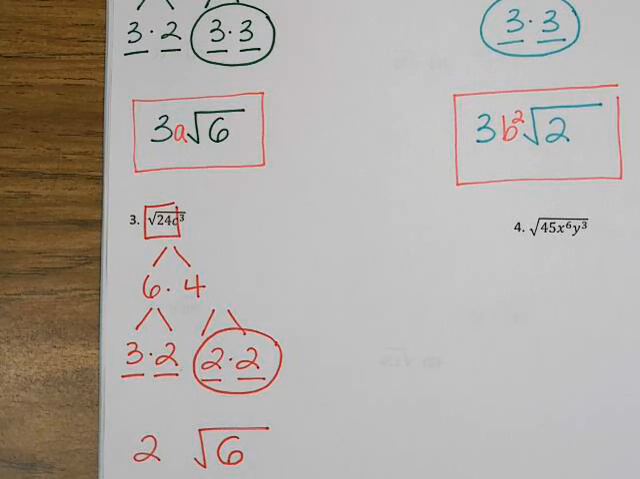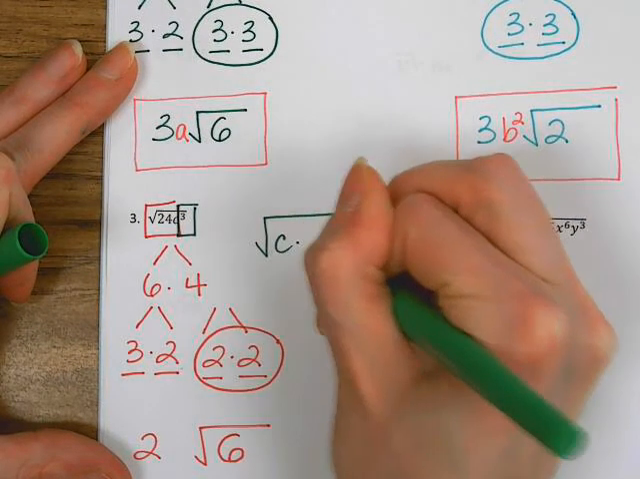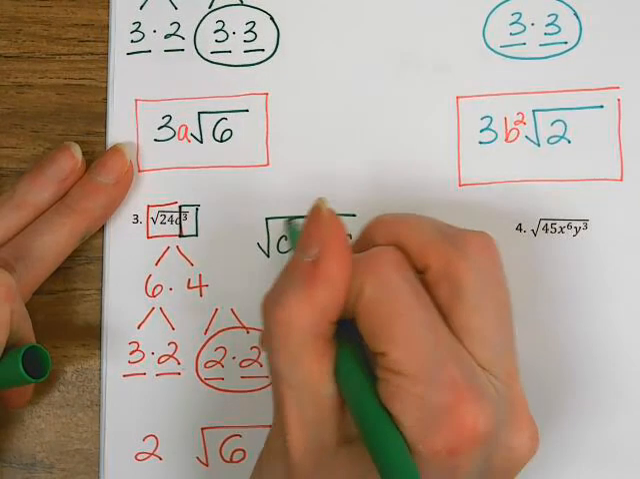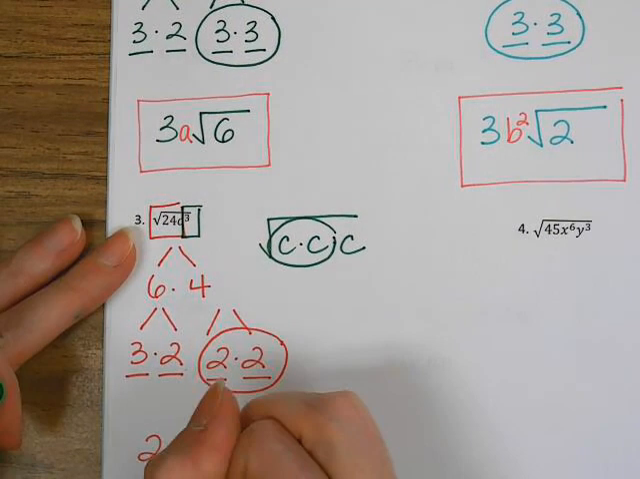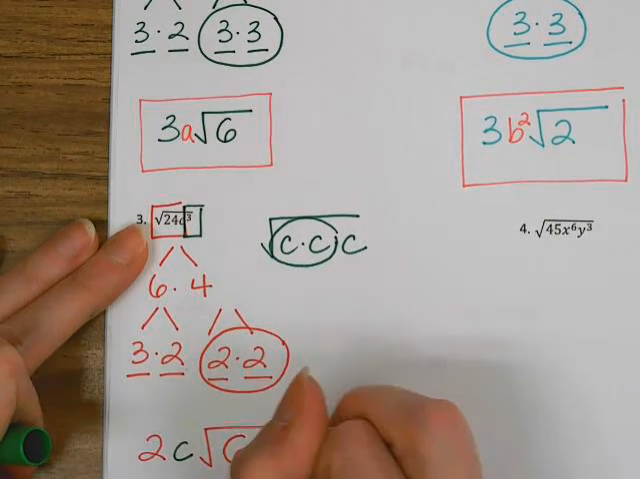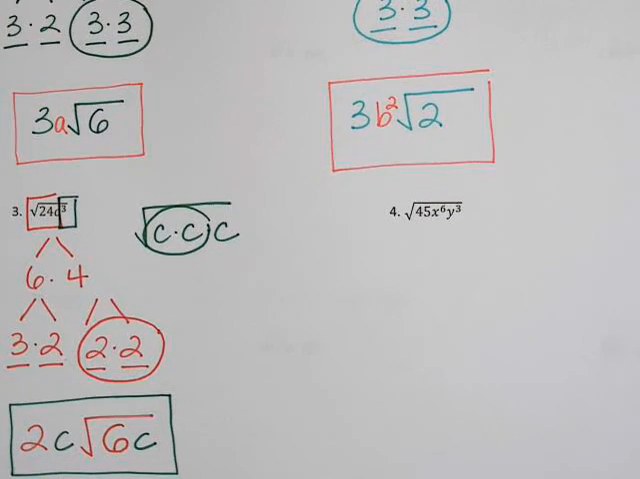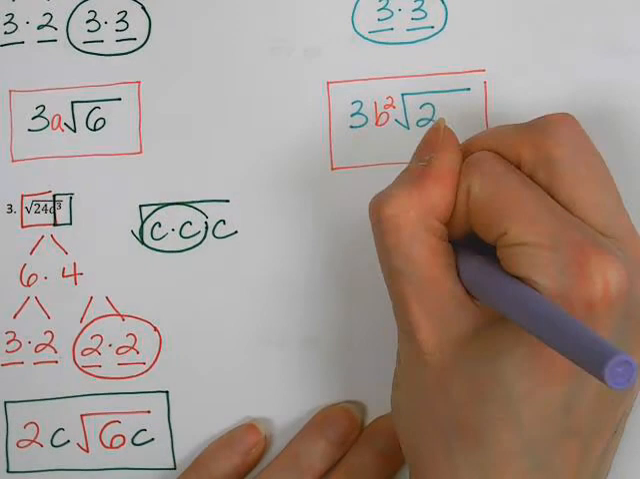Okay, but now we have to do the c to the third power, so that's c times c times c. Okay, I see 1 pair and 1 single, which means 1 C comes out and 1 C stays in. So that's the answer for this one. If this isn't making sense, call me over. I'll clarify. And then lastly, number 4, let's do root 45.